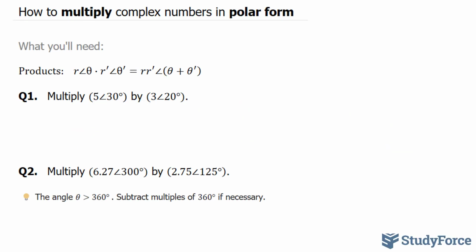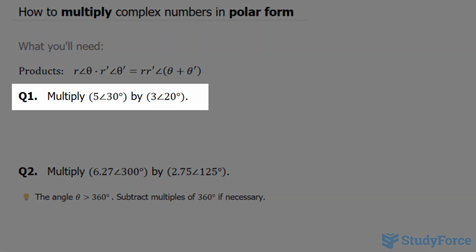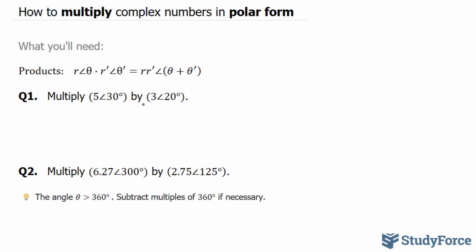In this video, I'll show you 4 examples on how to multiply complex numbers in polar form. Question 1 reads, multiply the complex number that has a radius of 5 and an angle of 30 degrees by one where the radius is 3 and at 20 degrees.